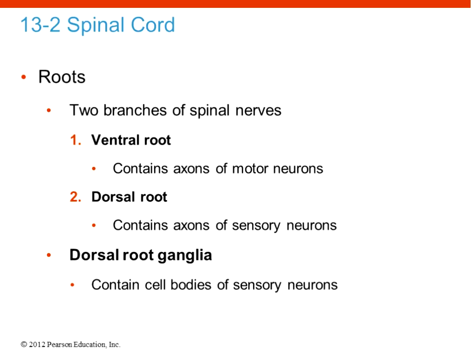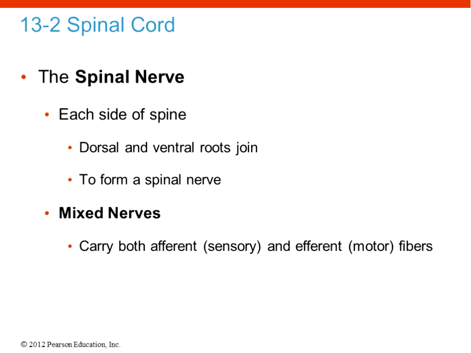All right, so the spinal cord is divided into two branches that we call roots. If you look at the image, you can see there's a ventral root and a dorsal root. Basically, the dorsal root contains the axons of sensory neurons, so information coming in, and the ventral root has axons for motor neurons going back out. And so it's divided up, and then ultimately that extends out and forms what's called a spinal nerve.